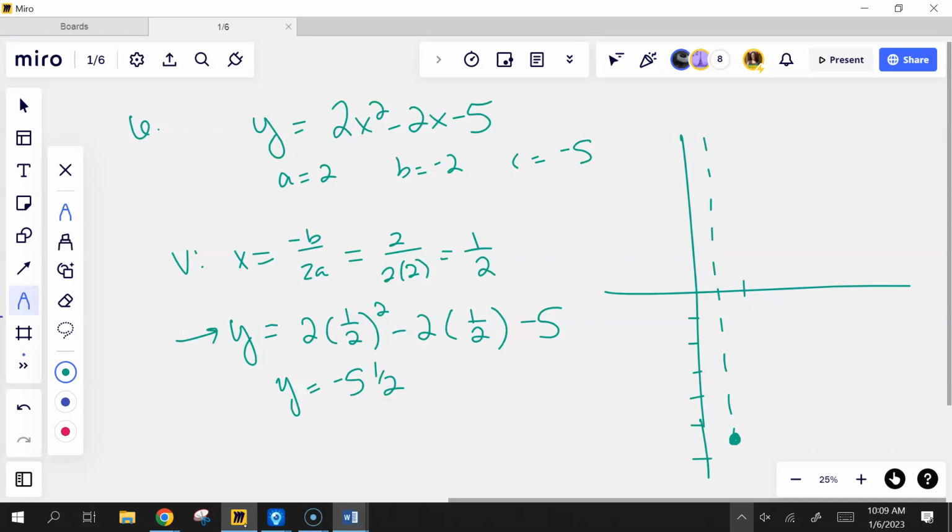Easy point. Can I use the y-intercept? Yes, I can use the y-intercept because the vertex is not the y-intercept. So I'm going to plot it 1, 2, 3, 4, 5, reflect, and connect. Well, that's because I drew mine by hand. My 1/2 is a bit off.